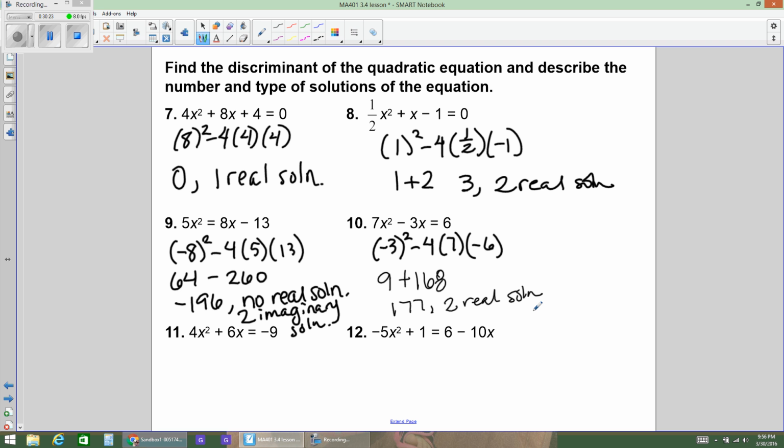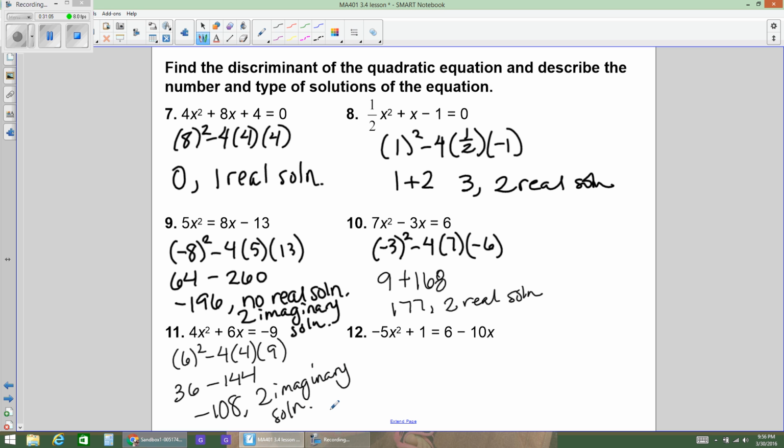All right, looking at number 11, I'm going to add the 9 to the other side and get b squared minus 4ac, plugging it straight into my calculator. I got 36 minus 144, which is negative 108. That means 2 imaginary solutions.